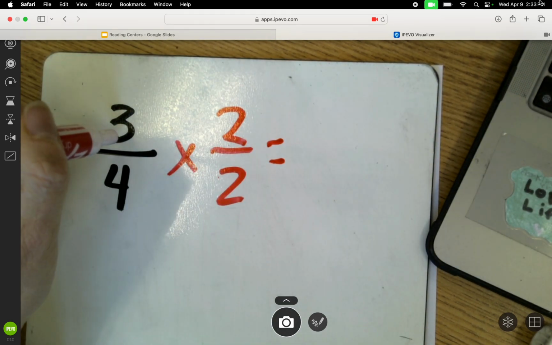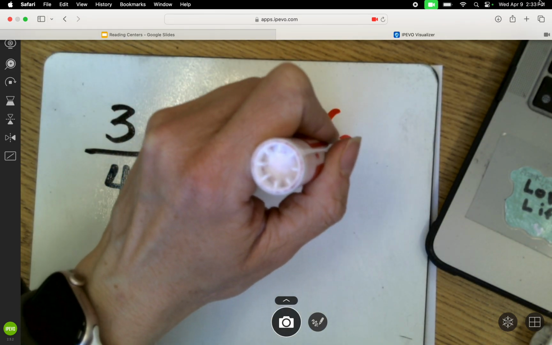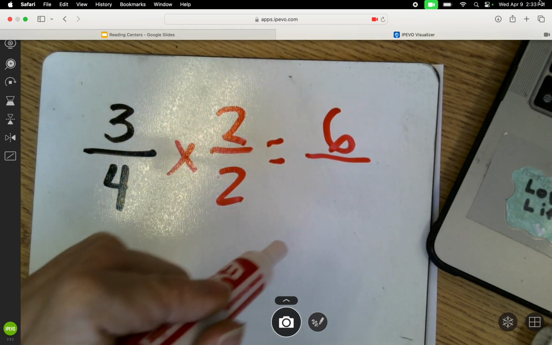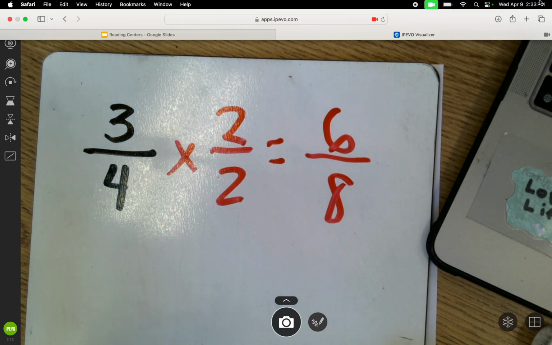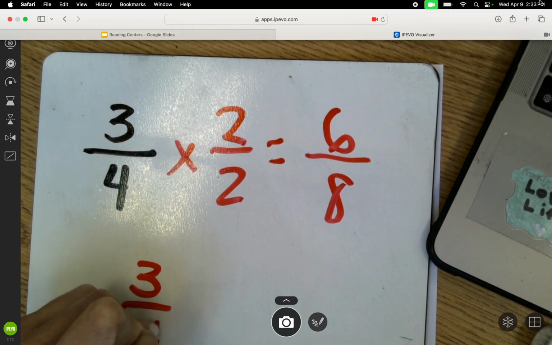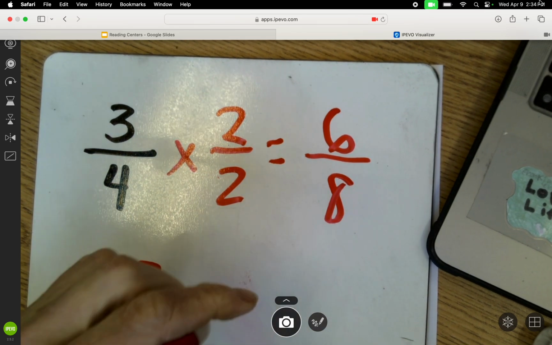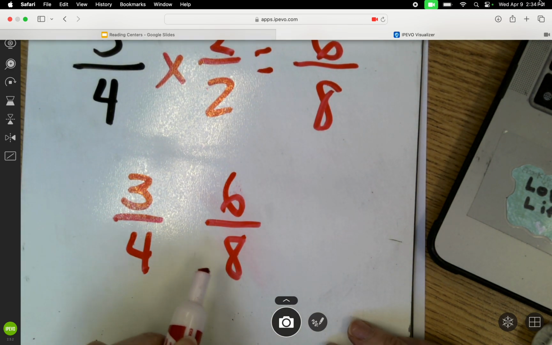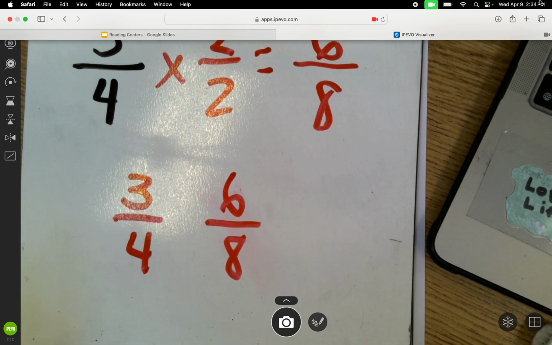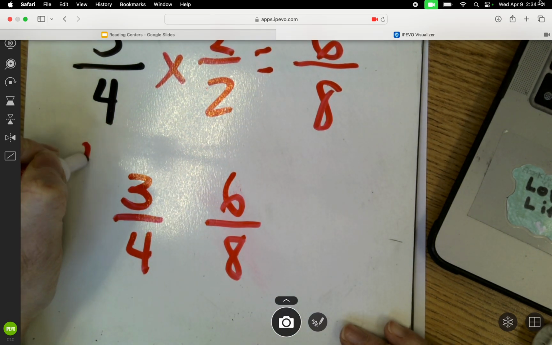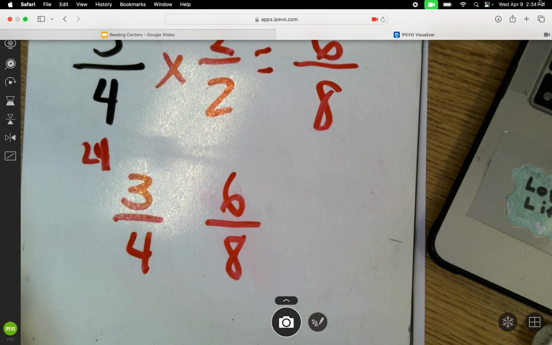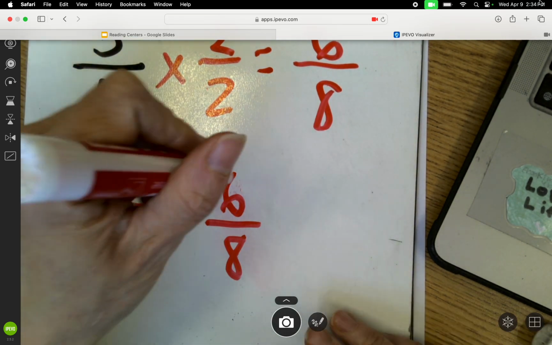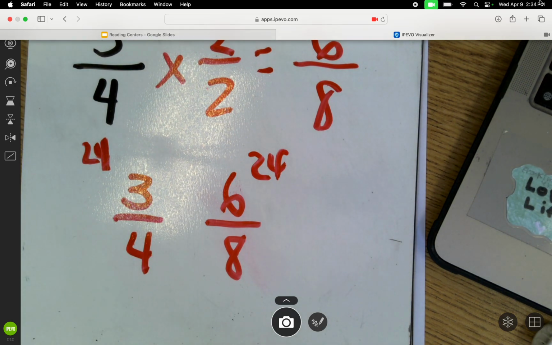So let's see. 3 times 2 is 6. 4 times 2 is 8. We get 6/8. Let's do our trick. 3/4 and 6/8. Then we cross multiply. 8 times 3: 8, 16, 24. And then 4 times 6: 4, 8, 12, 16, 20, 24. Voila. 24 equals 24. So these are equivalent.